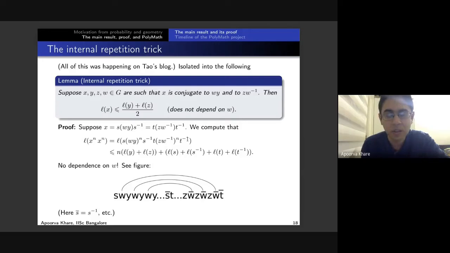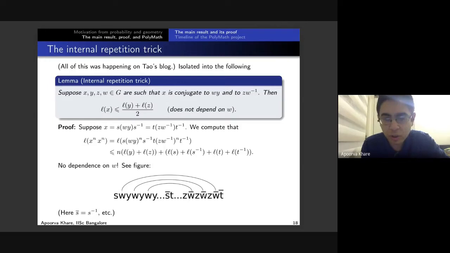Now do not read this line. Look at the picture instead. You get s, wy, wy, wy, wy, wy, s inverse, times t, zw inverse, zw inverse, zw inverse, times t inverse. So I want to talk about the length of x to the 2n, which is the length of this huge string. Let's just do the triangle inequality. It's less than the length of s plus the length of t inverse plus the length of the entire string in between.